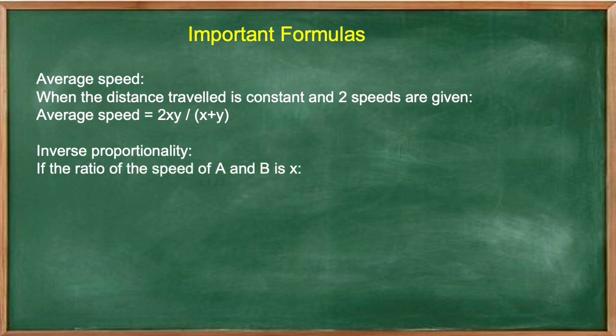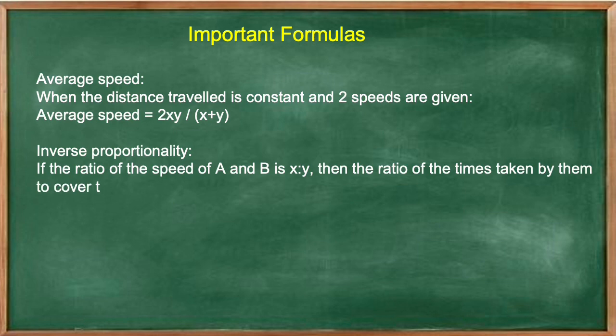Next is inverse proportionality. If the ratio of speed of A and B is x is to y, then the ratio of the times taken by them to cover the same distance is 1 divided by x is to 1 divided by y, or y is to x.